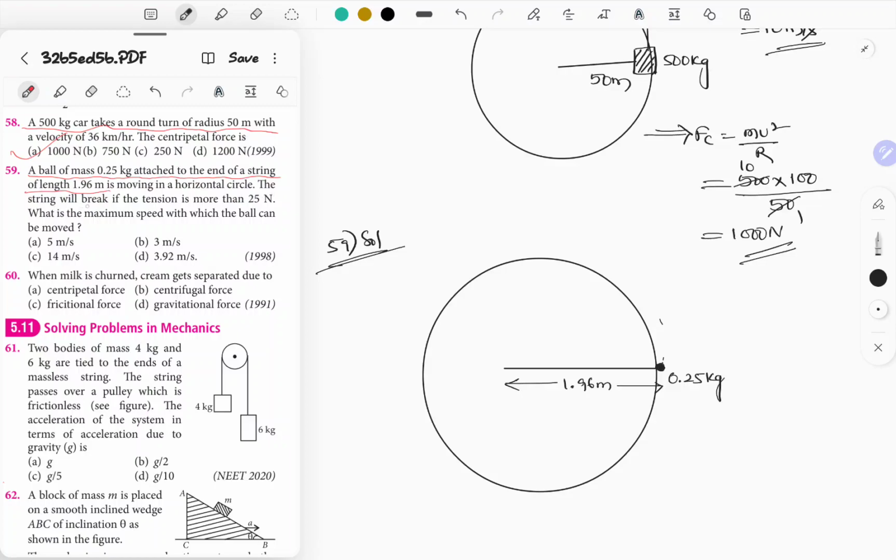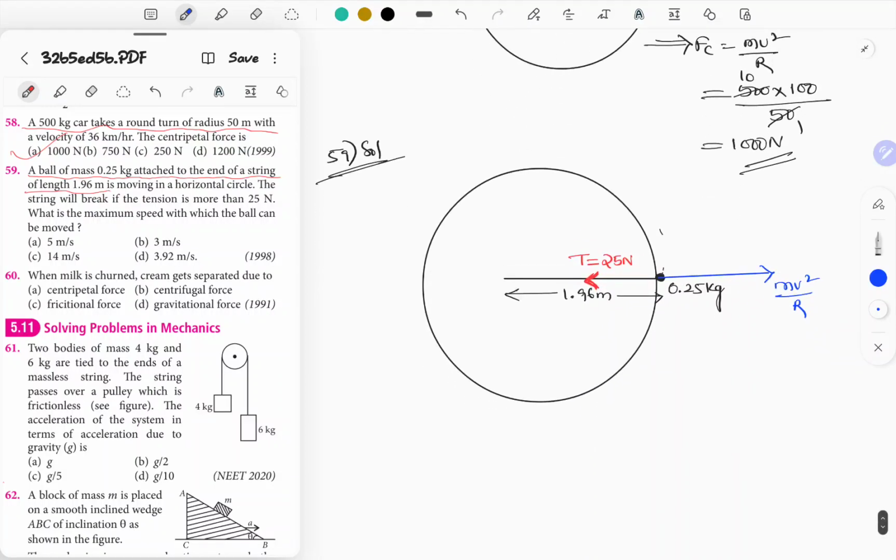What's the question? The string will break if the tension is more than 25 newtons. So they have already given the maximum value of tension, and it is equal to 25 newtons. If the centrifugal force exceeds this tension, then definitely the string will break. So what is the maximum speed with which the ball can be moved? What is the direction of centrifugal force acting on this ball? Centrifugal force acts away from the center and it is equal to mv square by r. So if we equate both of them, then we are going to get the velocity with which that ball should be rotating.